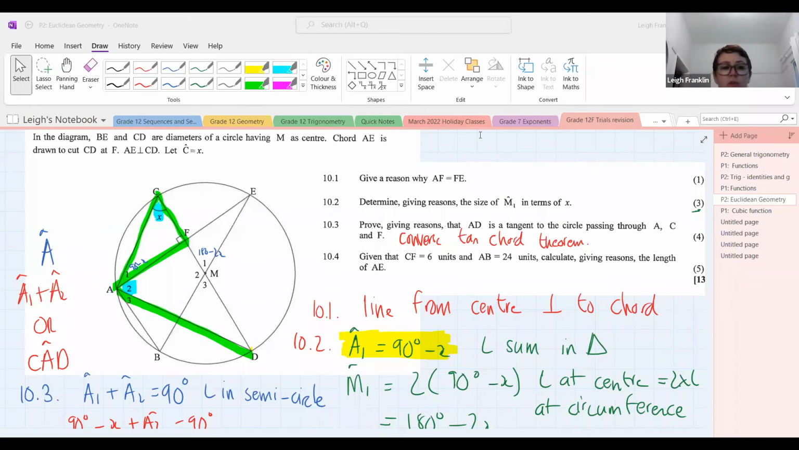So in this situation, we have been able to show through other reasons, in other words, that the sum of A1 and A2 is 90, and that means that A2 therefore has to be equal to X. Now we've proved the two angles are equal. Now we can conclude that AD is a tangent to the circle.